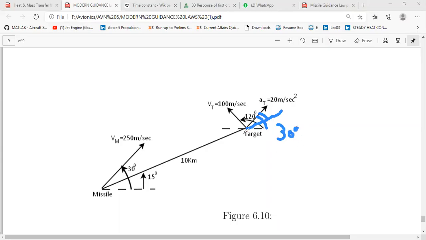How did we get this 30 degree? Total is 120, and velocity and acceleration are at 90 degree. So 120 minus 90 will become 30 degree. Now from horizon, the line of sight is 15 degree. So the remaining angle will become 15 degree.